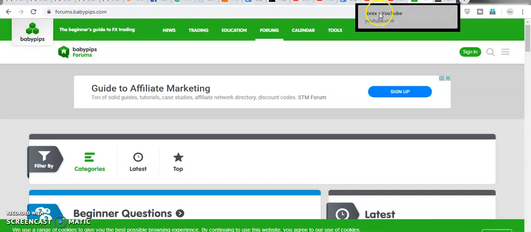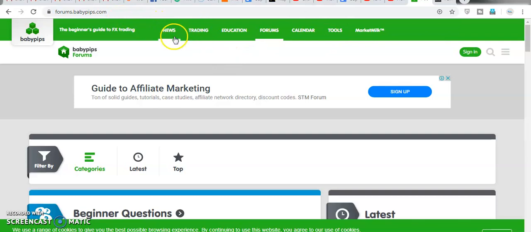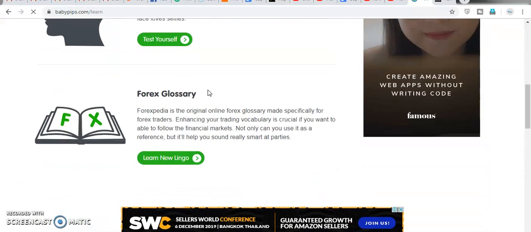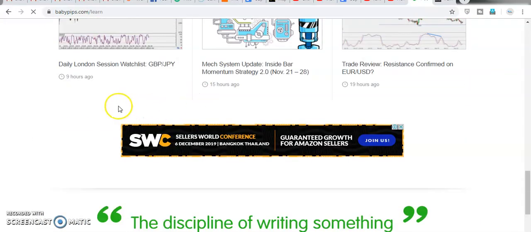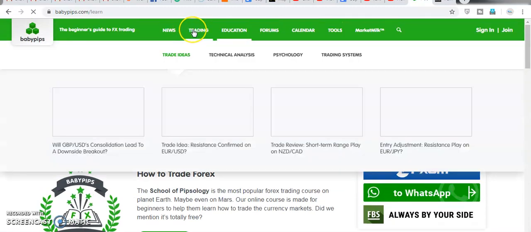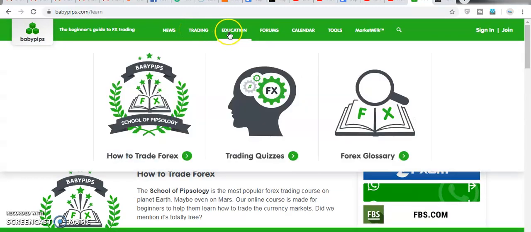Okay, now the other website that I'm going to tell you about is babypips.com. This is a very good website for beginners. If you go to the education section here, you can find a lot of things. They will guide you about the forex market. You can find the articles here. You need to study this whole website.